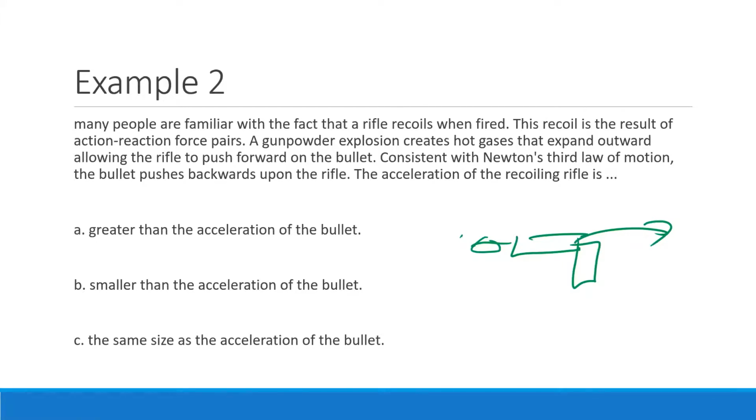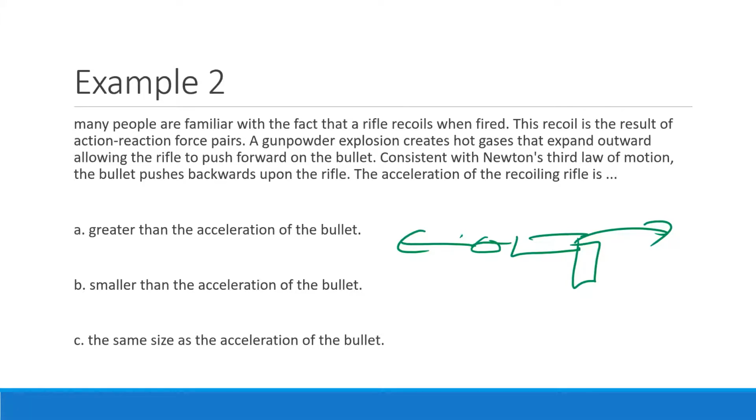A gunpowder explosion creates recoil, which is the result of action-reaction pairs. As that bullet gets pushed forward, the gun forces the bullet forwards, and the bullet will force the gun backwards. A gunpowder explosion creates hot gas that expands outward, allowing the rifle to push forward on the bullet. Consistent with Newton's third law of motion, the bullet pushes backwards on the rifle.